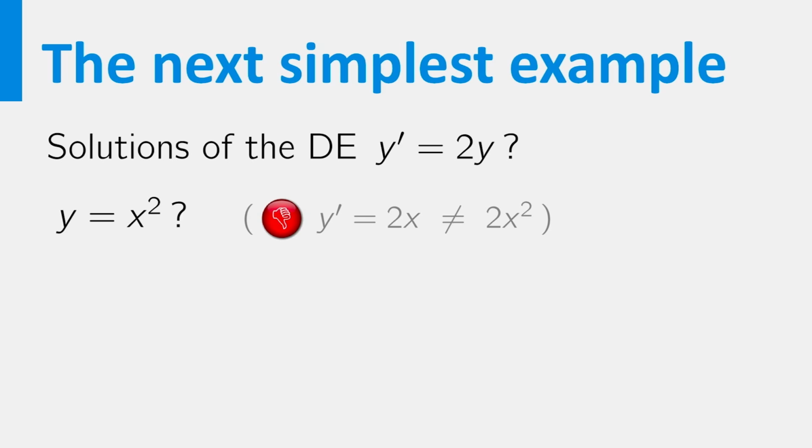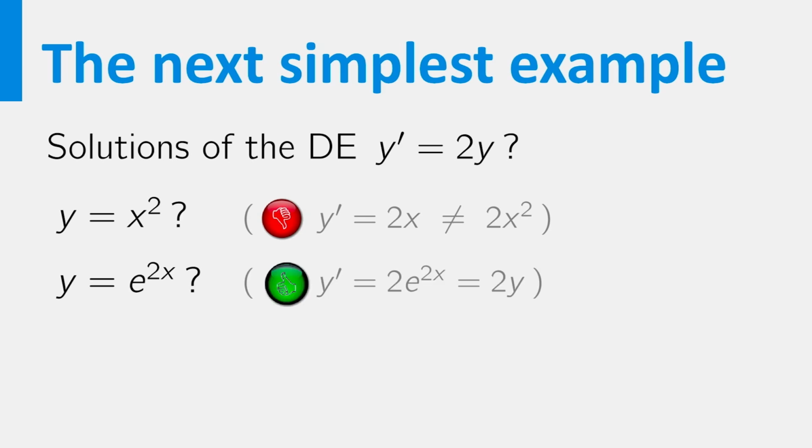Well then, if y = x² doesn't do the job, which function does? The exponential function comes in handy here. The derivative of e^(2x) equals 2 times e^(2x). So this is indeed a function for which the derivative equals twice the function itself. Do you see how you can vary this function to find other solutions?